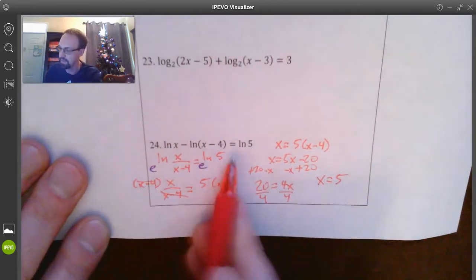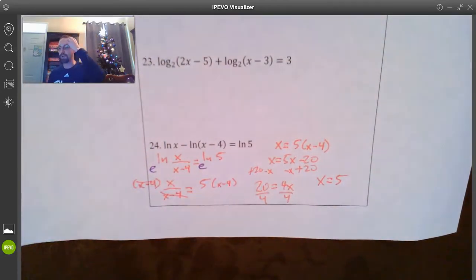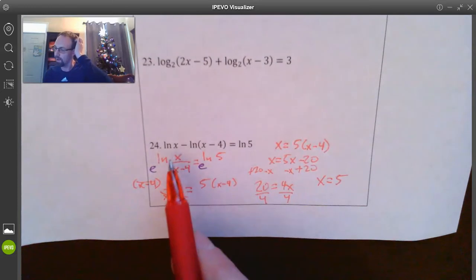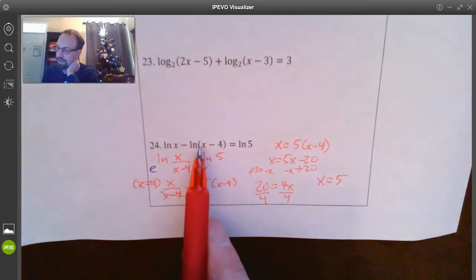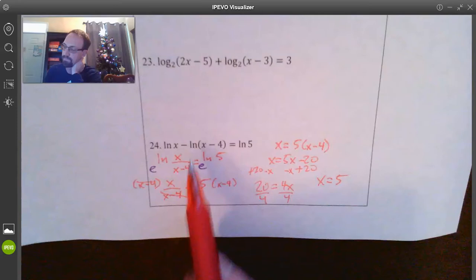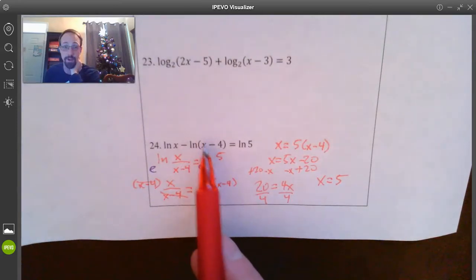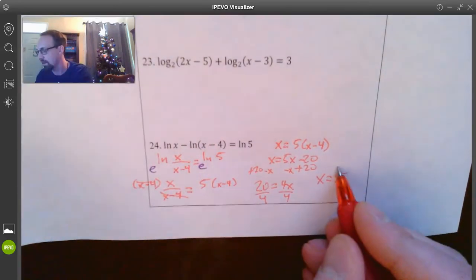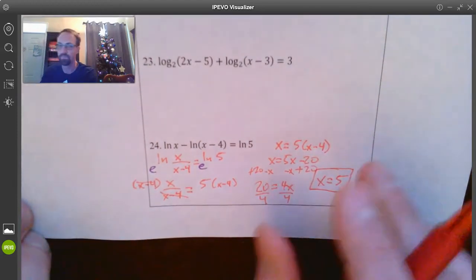Plugging 5 into each of these does give a true value because you get the natural log of 5 minus the natural log of 5 minus 4. So that's just 1, so minus 0 for here. So the natural log of 5 equals the natural log of 5. So I know that x equals 5 does work.